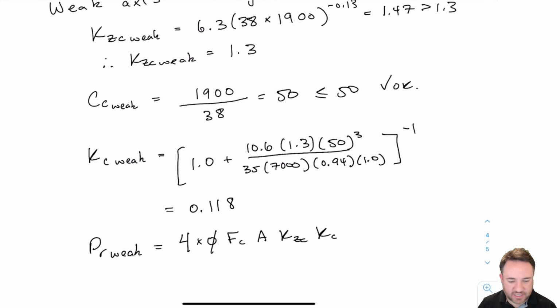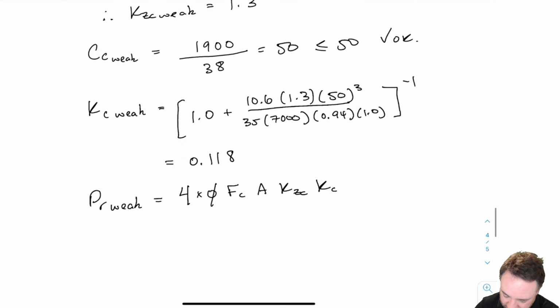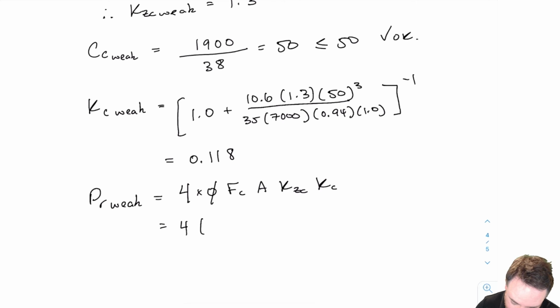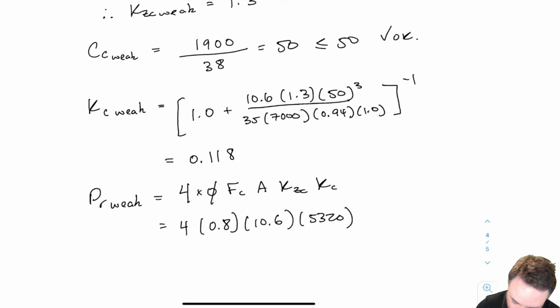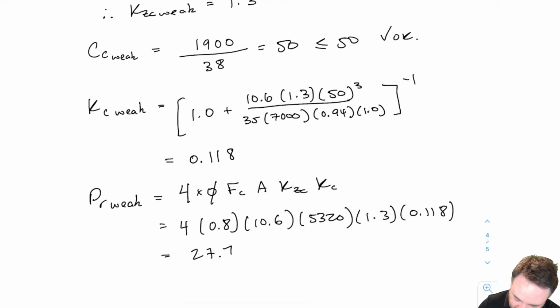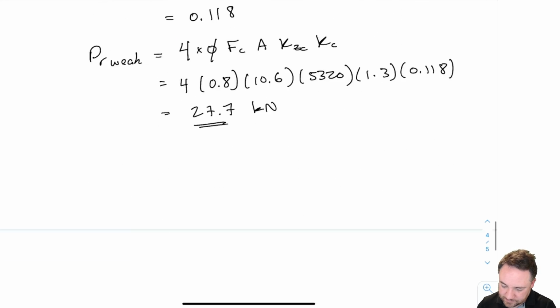So this has nothing to do with built-up. I'm just doing 4 individual columns that all happen to be next to each other. So I get 4 times 0.8 times 10.6 is my FC. My A is 5320. That's just the area of each individual member, times 1.3 is my size effect, times 0.118 is my slenderness effect. And in the end, I get 27.7 kilonewtons. Much, much lower than what we had before.